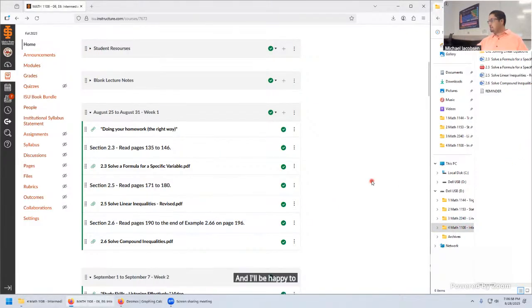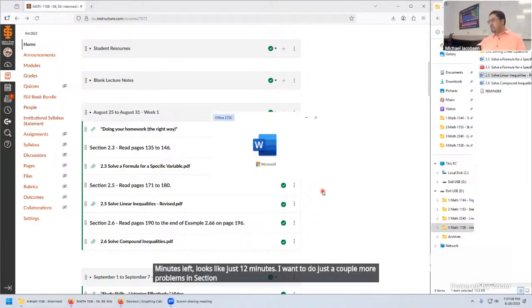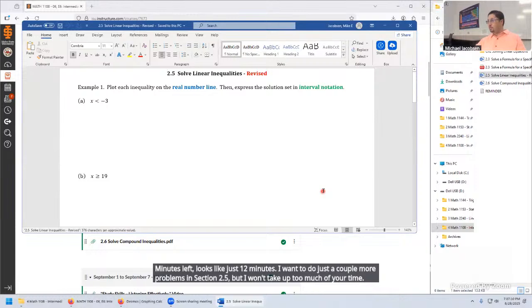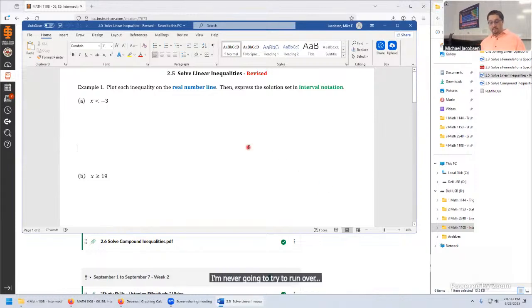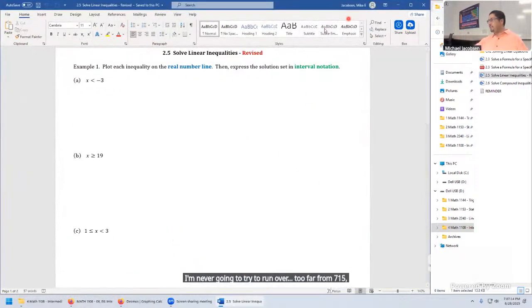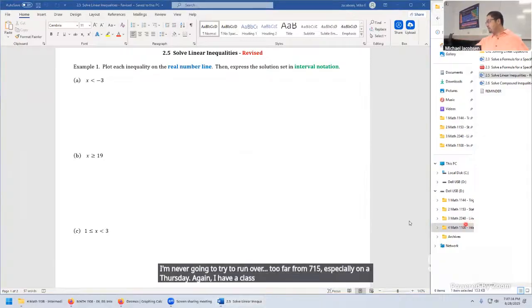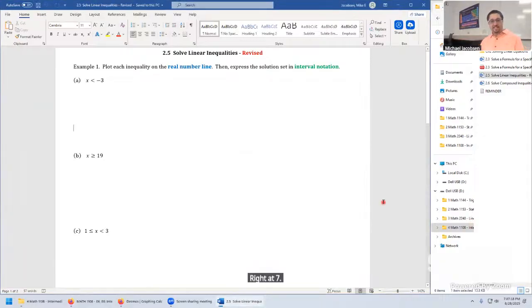Well, we have some minutes left, looks like just 12 minutes. I want to do just a couple more problems in section 2.5, but I won't take up too much of your time. I'm never going to try to run over too far from 7:15, especially on Thursday. Again, I have a class that starts right at 7:30, back-to-back classes on the last day.